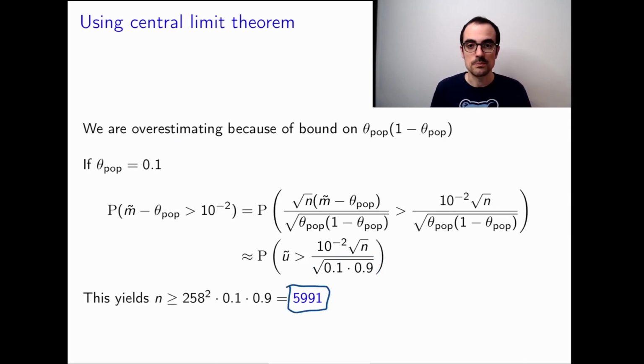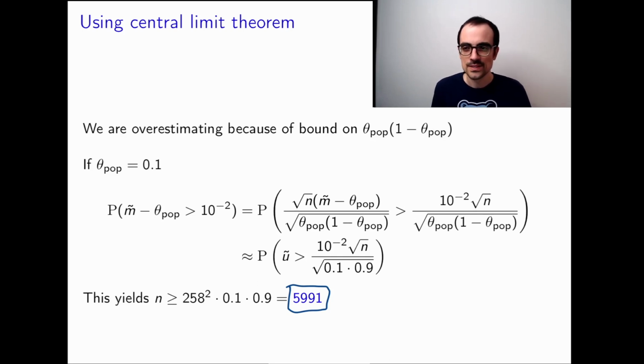With 6,000 people, we make an error of more than 1% only 1% of the time. So this is pretty impressive, right? You have an 8 million population, you only need to test 6,000 people, and you get a very good estimate of the prevalence of COVID-19 with an accuracy of 1%. And of course, it doesn't depend on the underlying population.